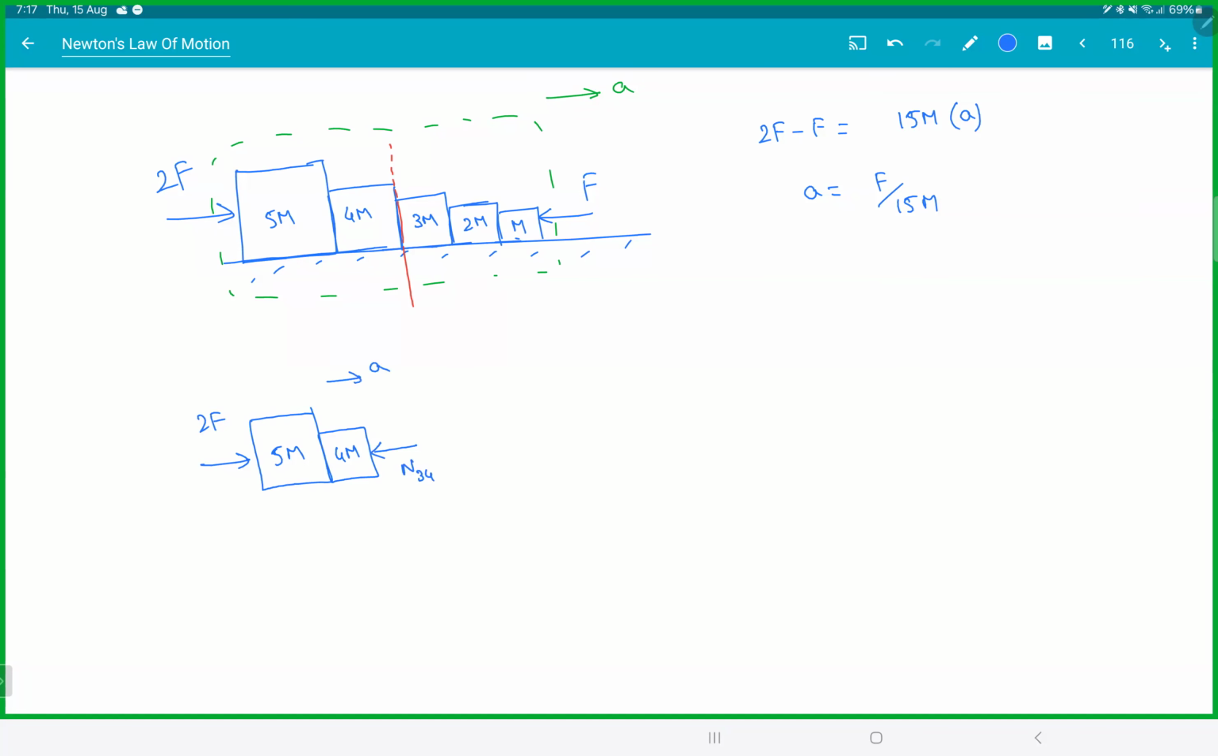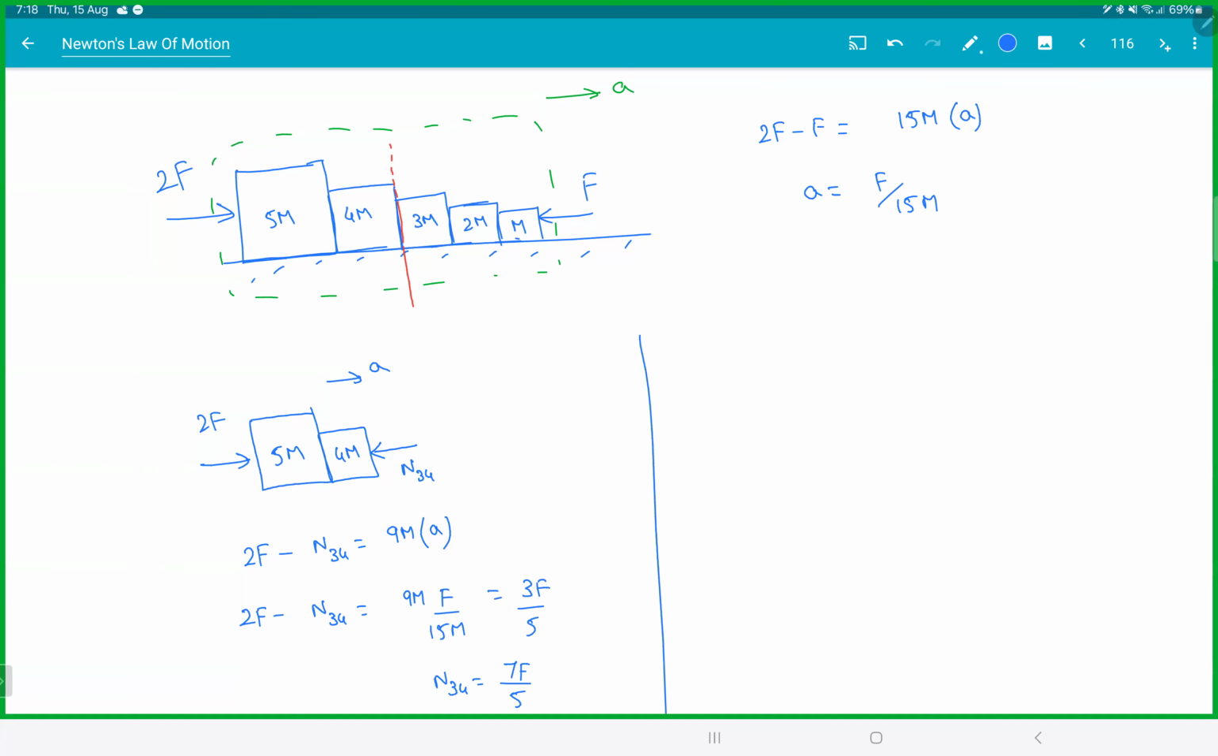Again, net force is equal to mass into acceleration. So 2F, remember, right positive, left negative. And what is the force now? 9M mass into acceleration. So this is 2F minus N34 is equal to 9M into F by 15M. This would be 3F by 5. So N34 would be 10 minus 3, 7F by 5. Check. You got it. You could have just simplified it a bit.